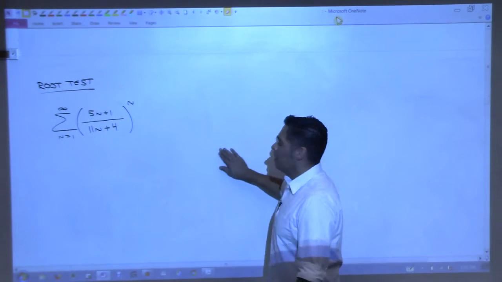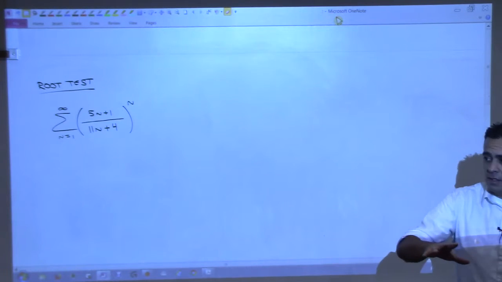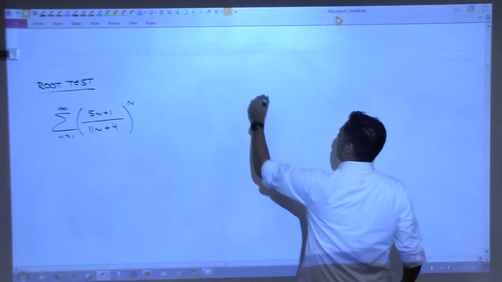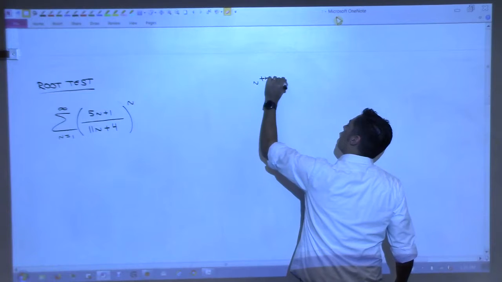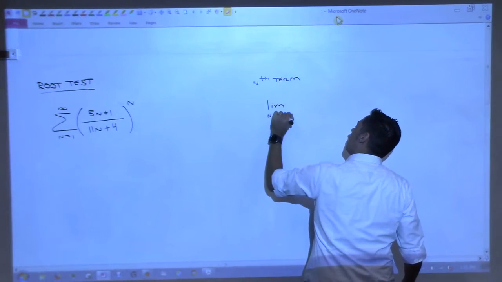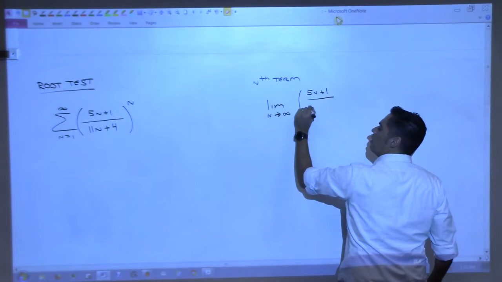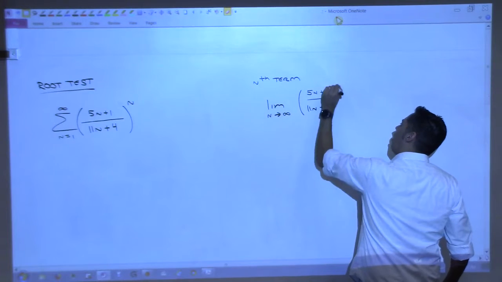Let's do an nth term test, okay? You all like the nth term tests, right? Let's do a quick nth term. We haven't done nth term in a while. What would happen if I take the limit as n goes to infinity of (5n plus 1 over 11n plus 4), all raised to the n?